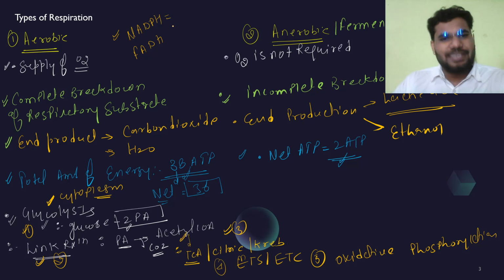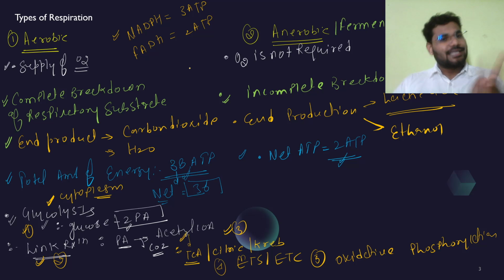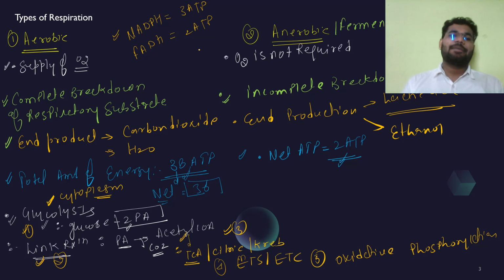NADH basically contains 2.5 ATP, but we take it as 3 ATP for now, and FADH2 contains 1.5, but we take 2 ATP for now. So NADH and FADH2 are worth ATPs. These are synthesized in glycolysis, in the link reaction and in the TCA cycle. Now from these NADH and FADH2 we need electrons basically.